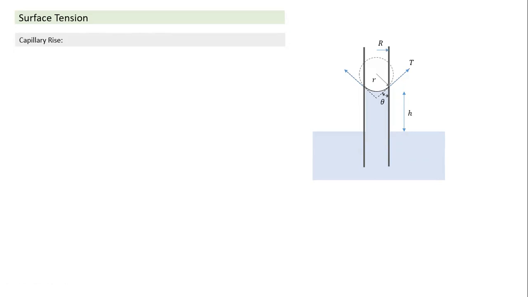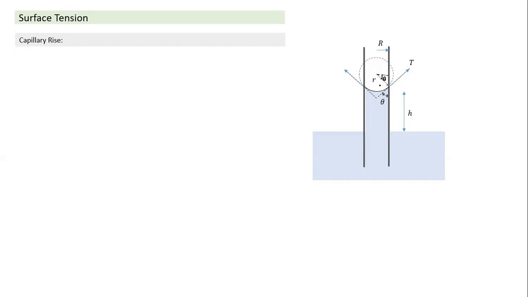And here theta is the angle of contact. The surface makes an angle theta with the vertical. So if I draw a perpendicular to the surface here, if angle theta is from the vertical, this radius vector will make angle theta from the horizontal. R is the radius of the spherical shell or surface which gets formed.